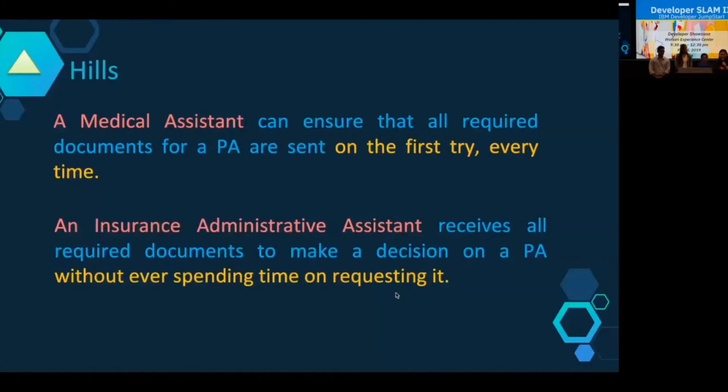And with that, we came up with these two hills. For a medical assistant: they can ensure that all required documents for a PA are sent on the first try every time. And for the insurance administrative assistant: they can receive all required documents to make a decision on a PA without ever having to spend time on requesting it.